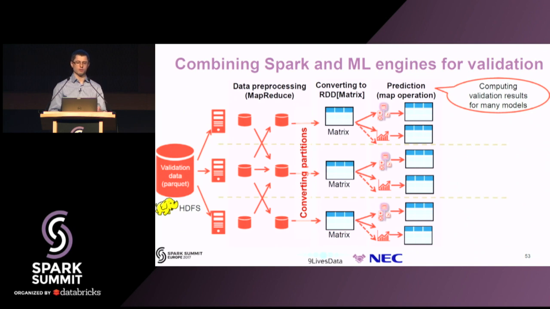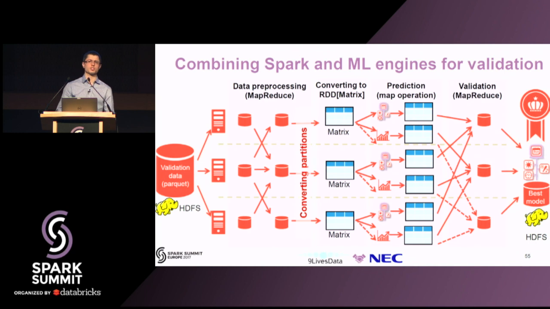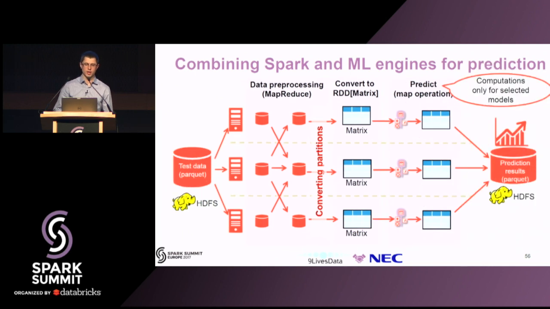So actually, we would like to get a prediction results for each model, for each matrix, actually, so that the prediction results for a single model are spread across many servers, many executors, because across many matrices. And then, in a later step, we would like to rearrange our prediction results so that we have all prediction results for a single model on a single executor, because we would like to compute prediction scores for each model. Okay, and after we produce prediction scores for each model, we can select the best model, and that's the end of the validation flow.